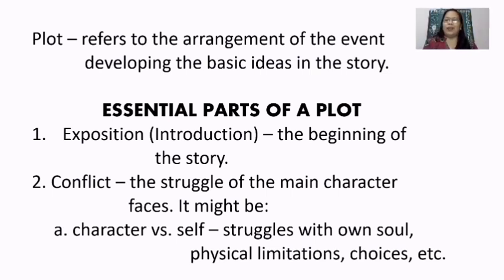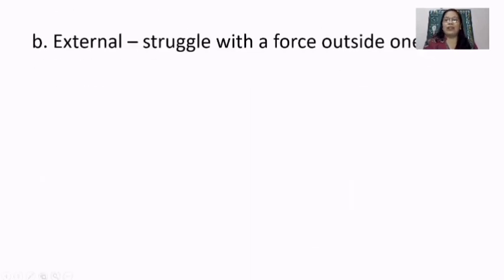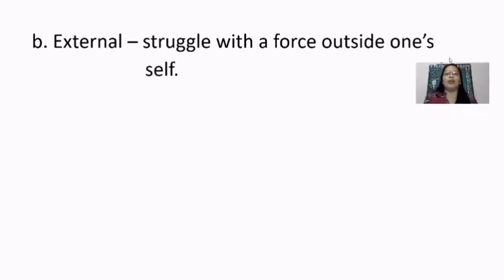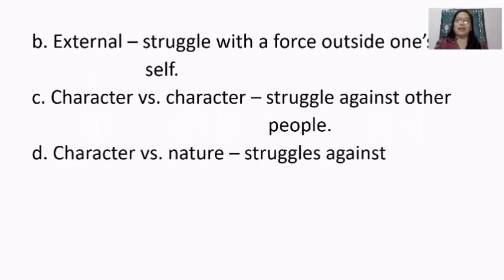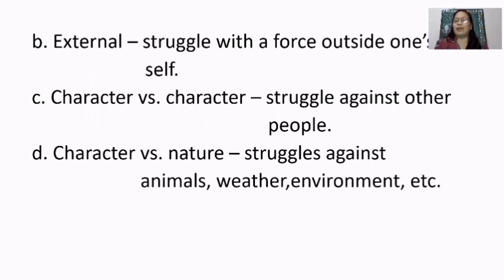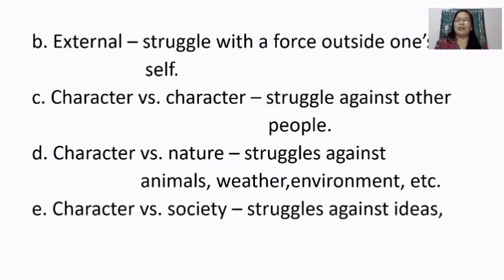Let us have the second type of conflict, which is external. External is the struggle of the character with a force outside oneself. The next type of conflict is character versus character. They struggle against other people. This is very common: a struggle between one character in the story and another character. And the fourth one is character versus nature. Struggles against animals, weather, environment. So that is character versus nature.